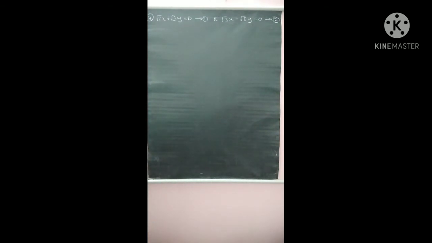Whether you know it or not, first give it a try, then you can think. Every time, what we are doing is first considering one equation and making one variable the subject. Either it can be x or y, it's our wish. So now I will consider this equation. Root 2x plus root 3y equals 0. Now root 2x equals minus root 3y, so x equals minus root 3 by root 2 y. Let it be equation 2.